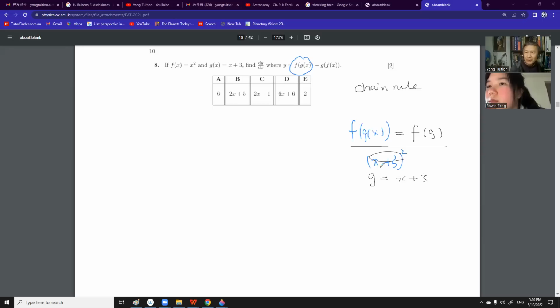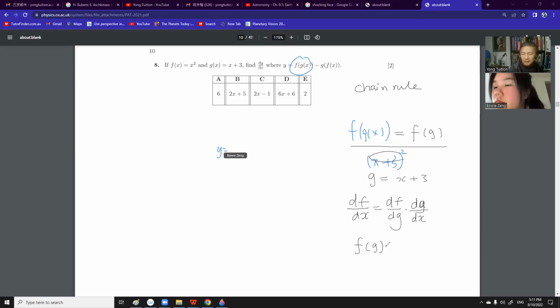And therefore, what we can do is the first derivative, df/dx, right? That's very easy. I don't know what the UK students study. df/dg times dg/dx. I use their notation, okay? So what is f of g? Can you write this question? What is f of g?